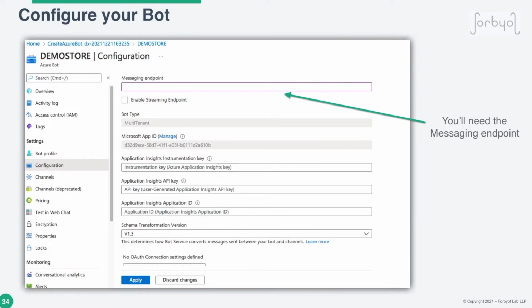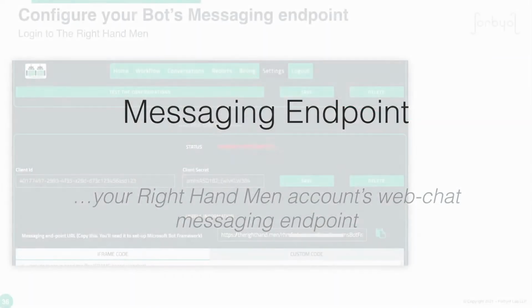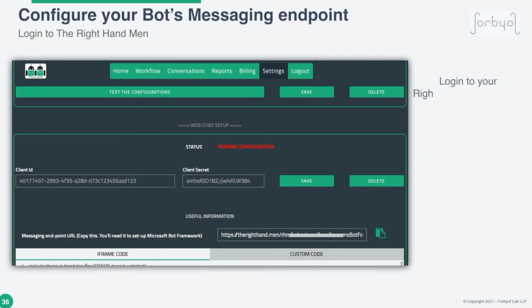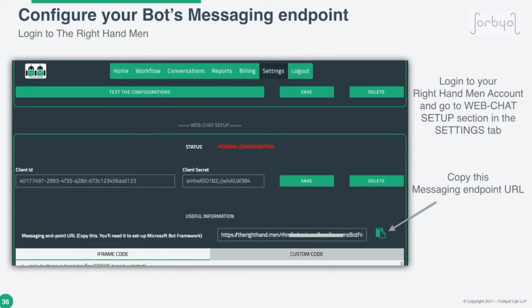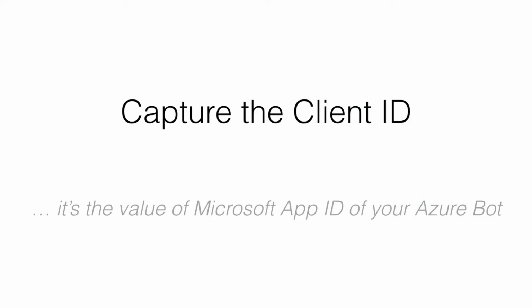You'll find this messaging endpoint in your right-hand menu account. Log in to your right-hand menu account, and go to the WebChat Setup section, in the Settings tab. Copy the messaging endpoint URL shown here. Now, back in the Azure Bot Configurations page, paste the messaging endpoint URL, and apply the changes. Now the incoming messages will be sent to your right-hand menu account.